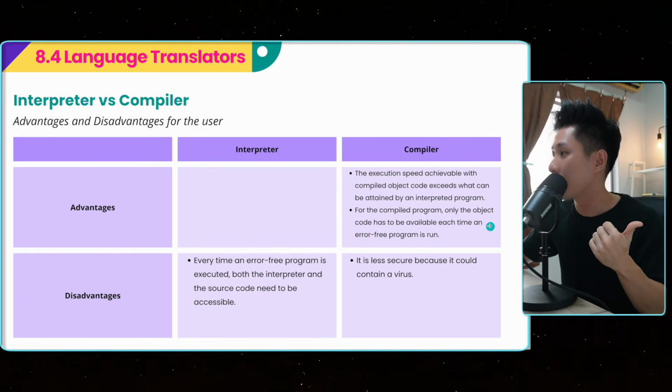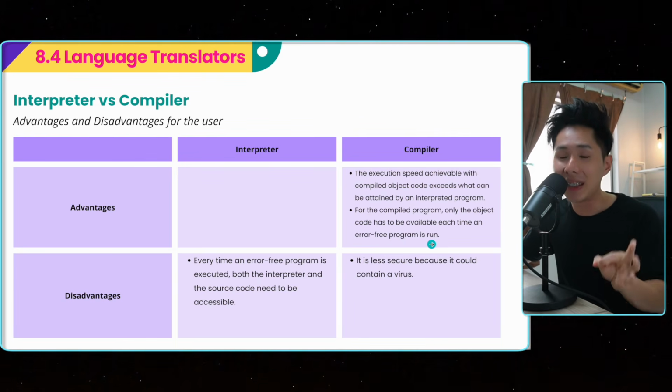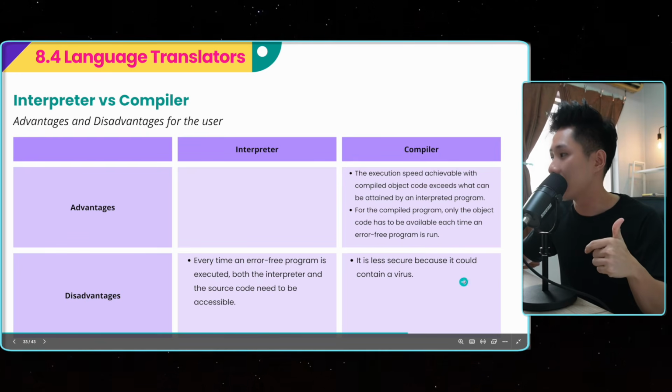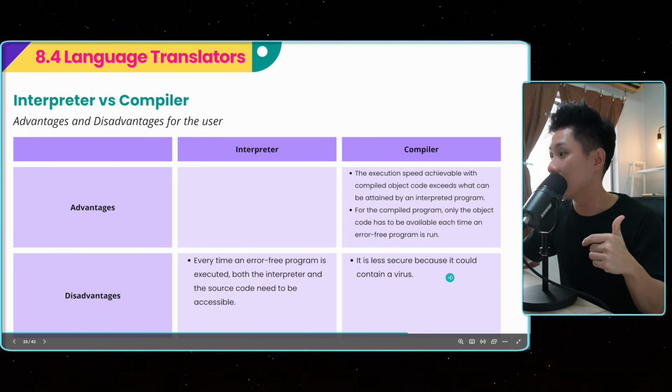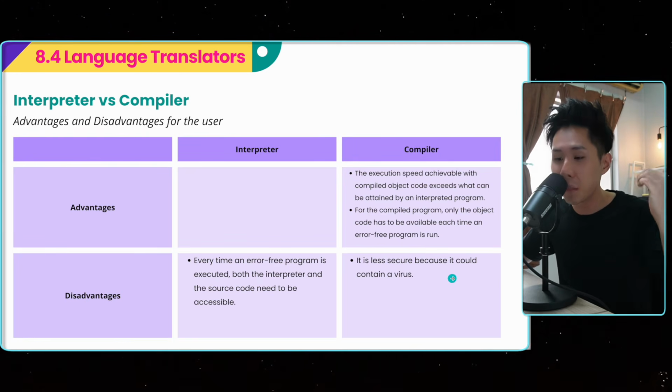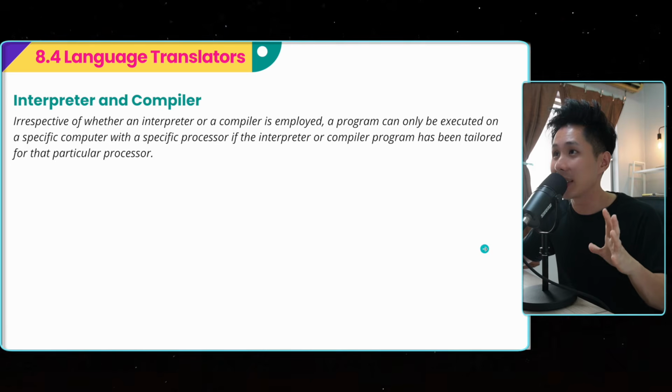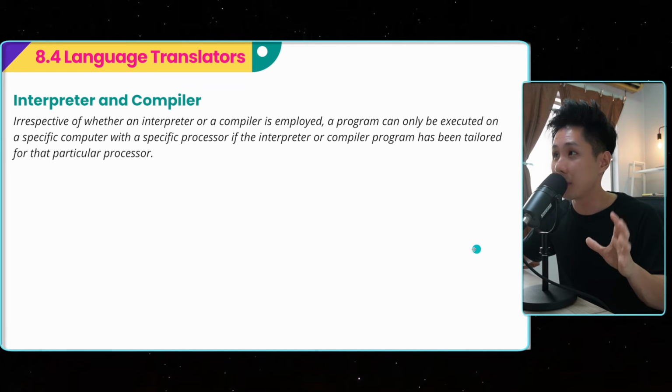And as for the compiled program, only the object code has to be available each time an error-free program is run, meaning you don't need a compiler as a user to run the code. The disadvantage is that it is less secure because it could contain a virus. Someone could put a virus into the executable code. So that's some differences between interpreter and compiler.